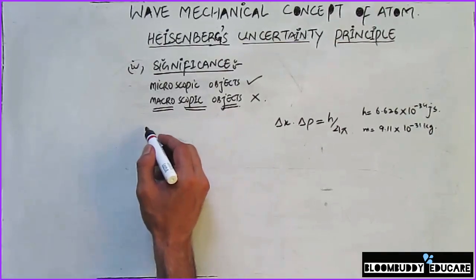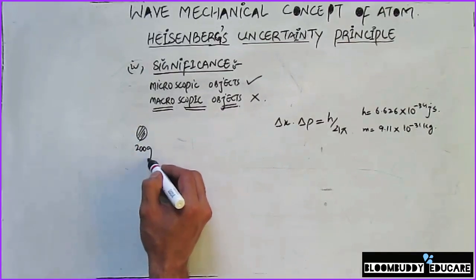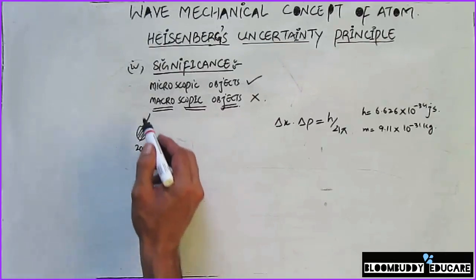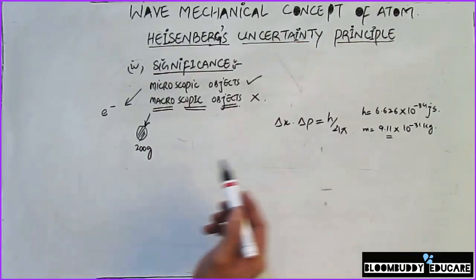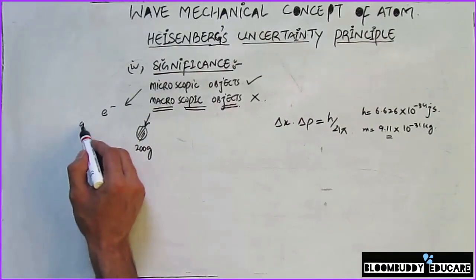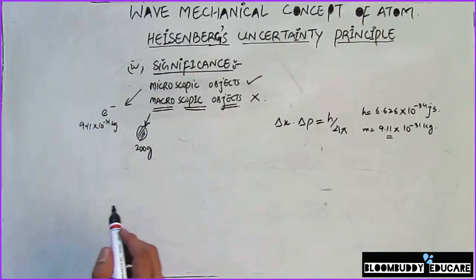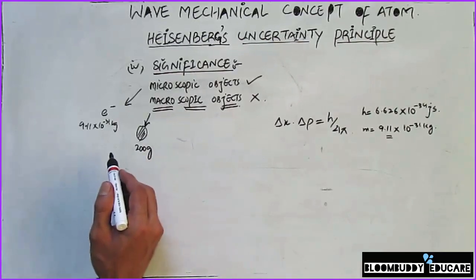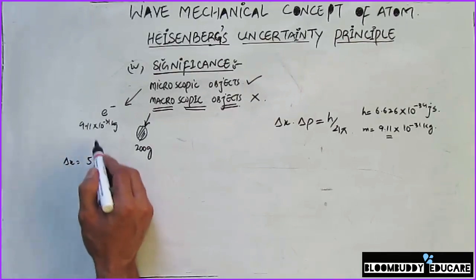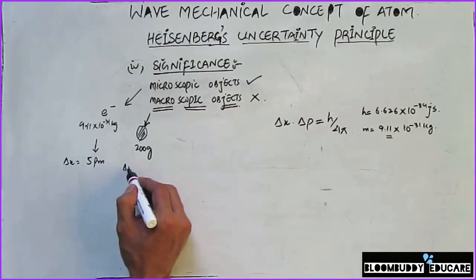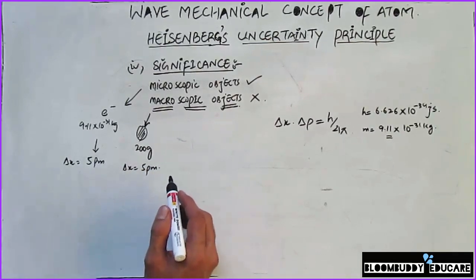For example, I have a ball that has a weight of around 200 grams, which is a macroscopic object, and an electron whose mass I know is equal to 9.11 into 10 to the power minus 31 kg. So in both cases we know the mass. Now if I consider that the uncertainty in position, that is delta x, for both of them is 5 picometer, let's calculate the uncertainty in the velocity.